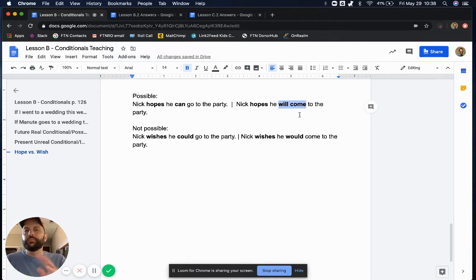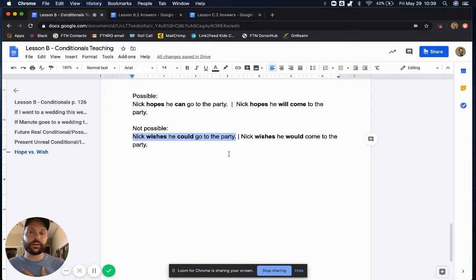We use them more or less the same way. Can come to the party, will come to the party. If we're just in conversation, either one of those, can come or will come, would come out of my mouth, most likely. So it's just important to recognize that and that you can use either one. Same thing here. If we're talking about that it's not possible, Nick wishes he could go to the party.